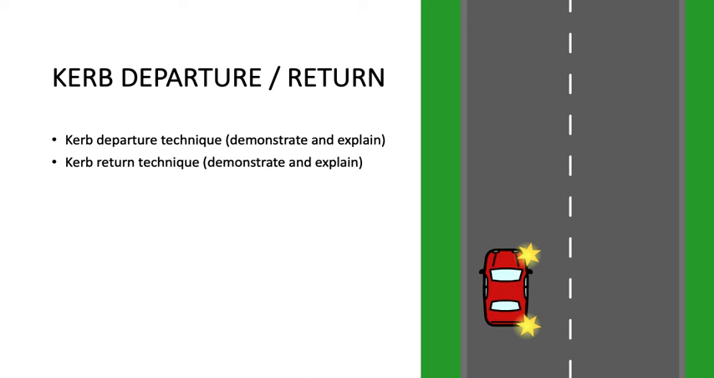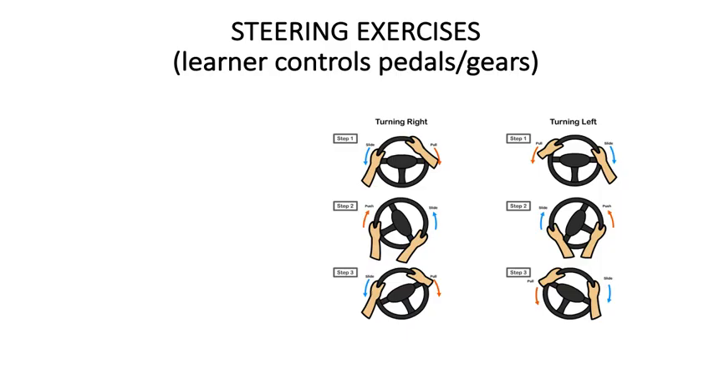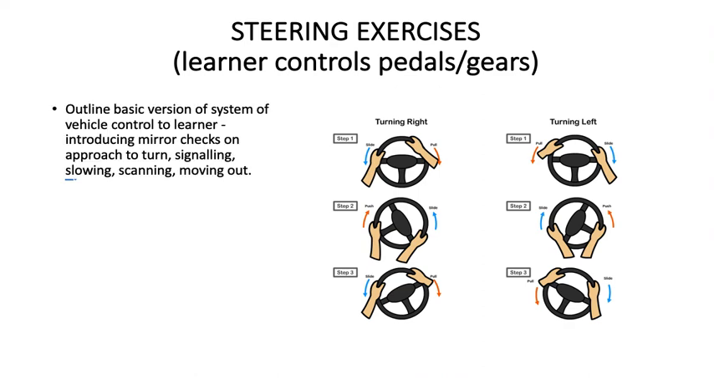Curb departure and curb return. So we would go through that technique with the student. Again, you could do it in the quiet area, but you're getting the mirror indicator blind spot check, and then practice the return technique. We've got our steering controls. Now what we're doing here is we're doing our steering practice, but also doing the pedals as well. So the first time through, the student's doing the steering, the trainers are doing the pedals and the gears.